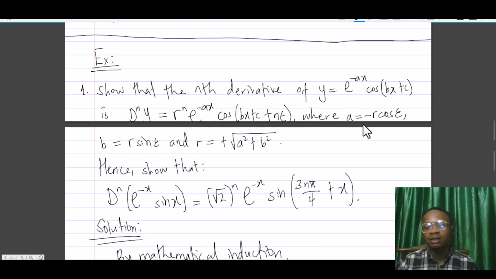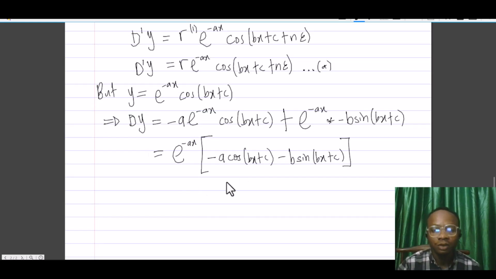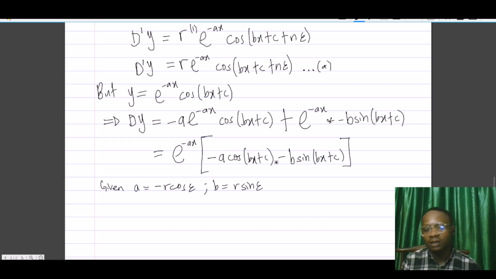We can see that A is the same thing as minus r cos epsilon, and B is the same thing as r sine epsilon. So we can make that substitution here. Given that A is equal to minus r cos epsilon and B is equal to r sine epsilon, we can simplify this expression.